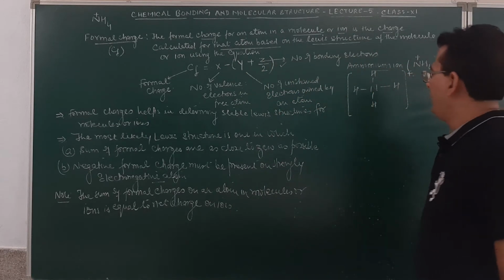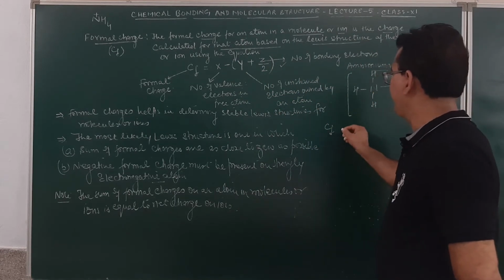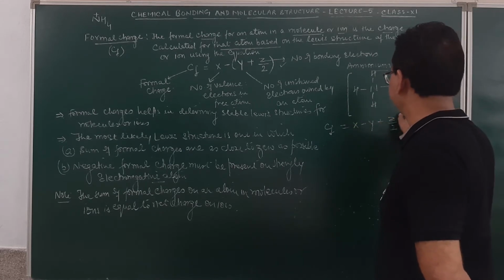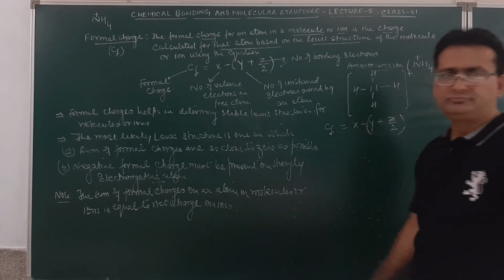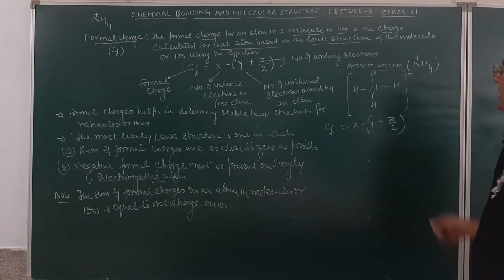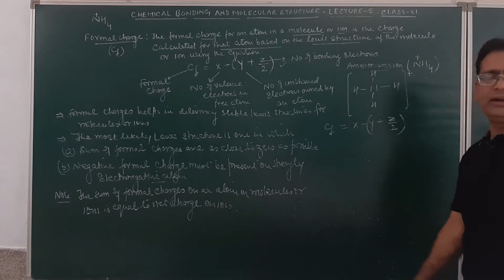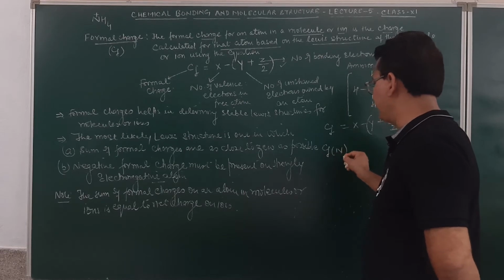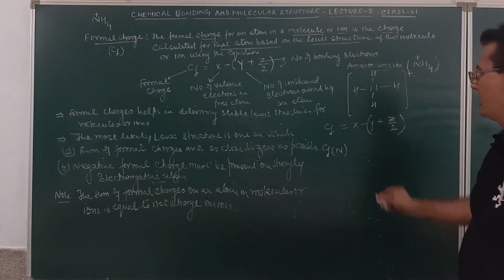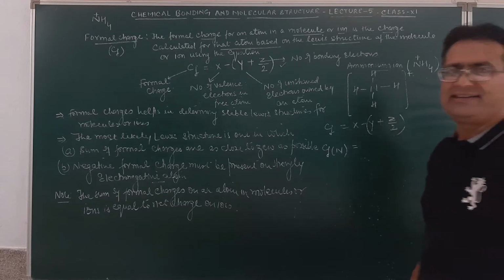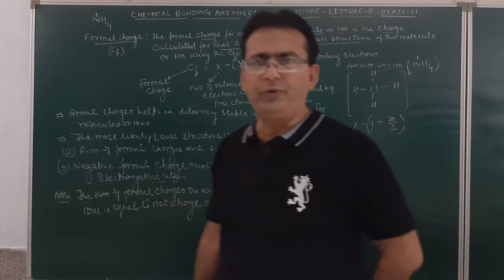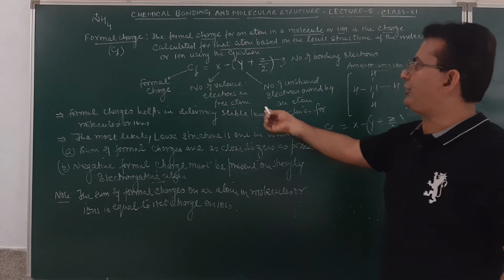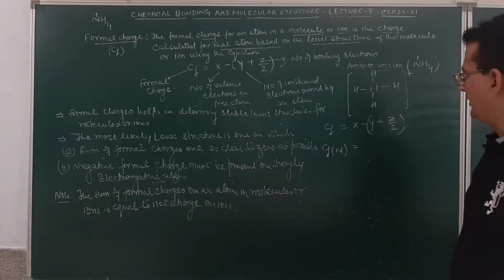Yes. Now, if I determine the formal charge, it will be equal to x minus y plus z by 2. Here two kinds of atoms are present, the nitrogen and the hydrogen. If you find out the formal charge for the nitrogen atom, what is the atomic number of nitrogen? 7. Electronic configuration will be 2 and 5. So what will be the number of valence electrons in the free atom of nitrogen? 5. So this will be equal to 5.